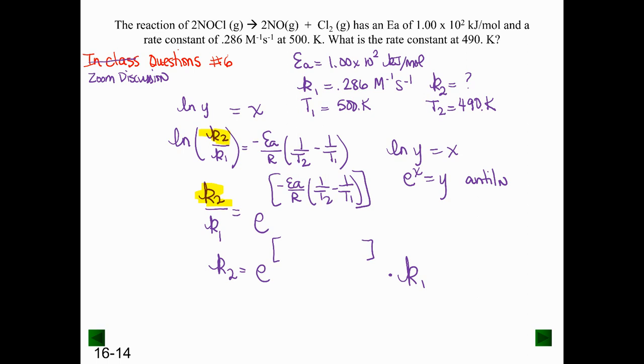Okay, so let's go ahead and plug those in. Now, if we look up at our activation energy, it's in kilojoules, but our R is in joules. So we need to make those the same. So to go from kilojoules to joules, I multiply by 1,000. So when I multiply this number by 1,000, I'm going to get negative 1.00 times 10 to the 5 joules per mole.